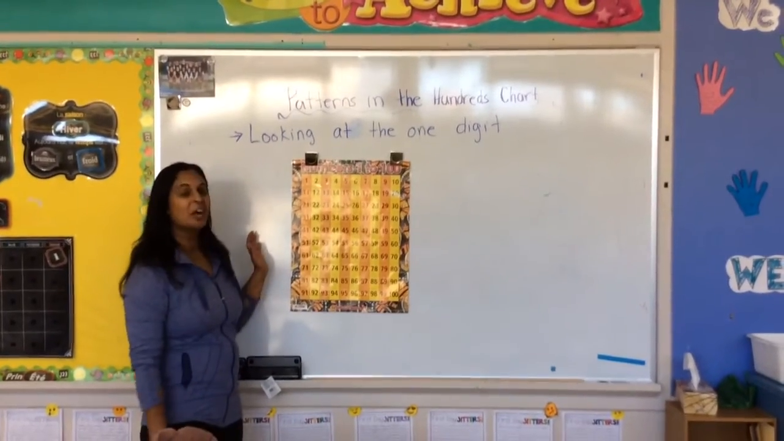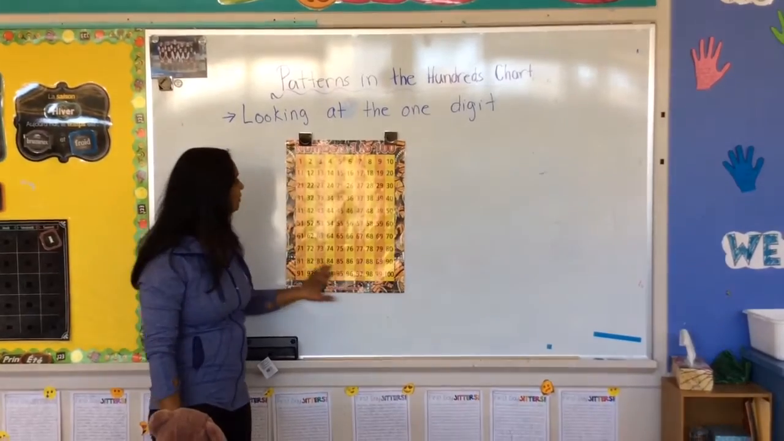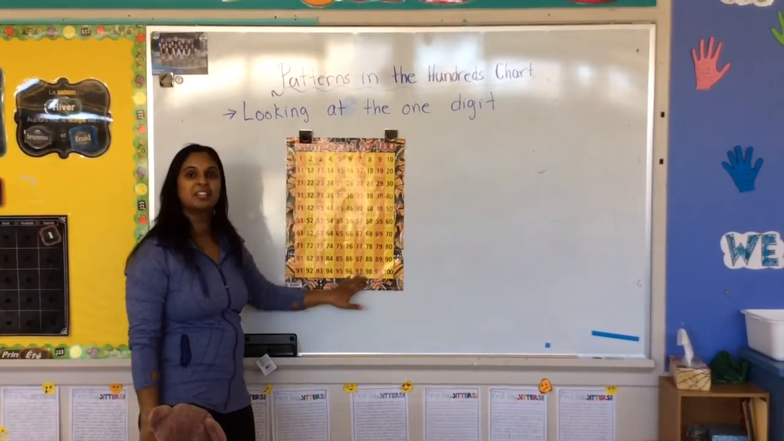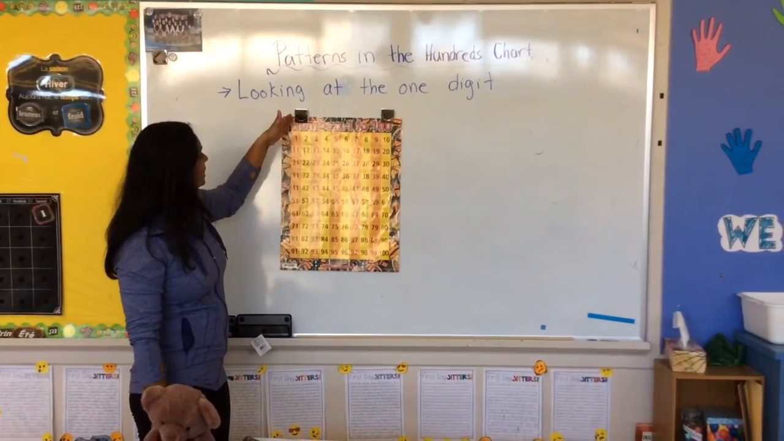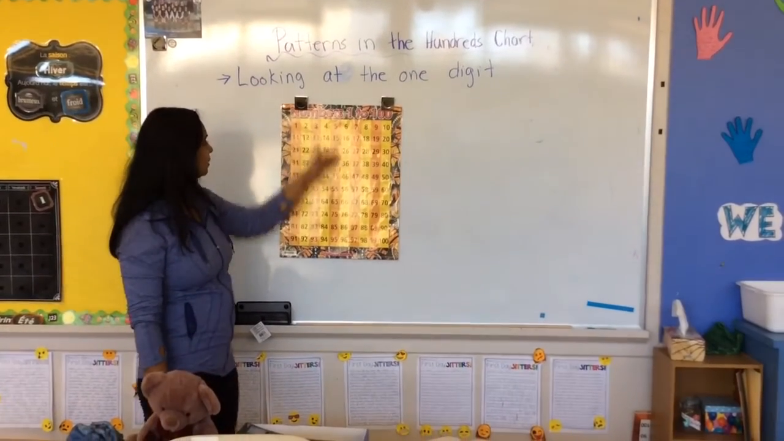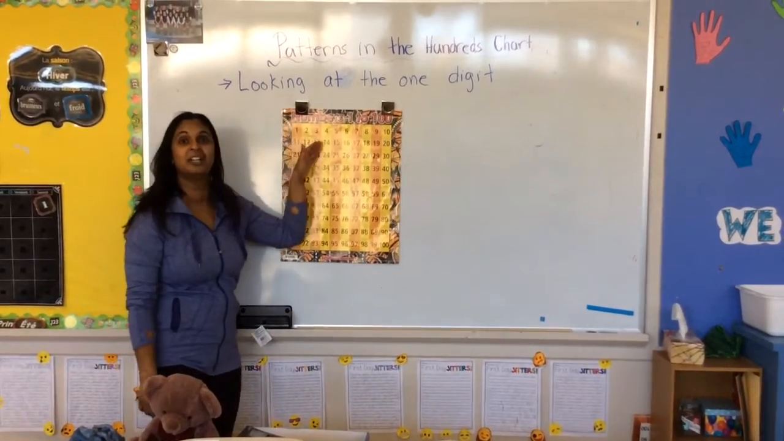Today I'm going to be talking to you about patterns in a hundreds chart. We've looked at patterns in a hundreds chart before, and we've noticed a few things. Like, for example, here on my hundreds chart, I see that some of the columns are colored in orange, and some of the columns are colored in yellow.